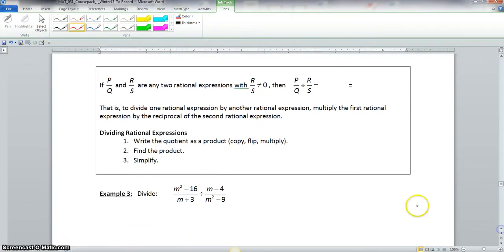Now we come down here. If P over Q and R over S are any two rational expressions with R over S not equal to 0, then P over Q divided by R over S is P over Q times S over R, because you have to take the reciprocal. And then we would take PS all over QR. Now, let's try this out here.